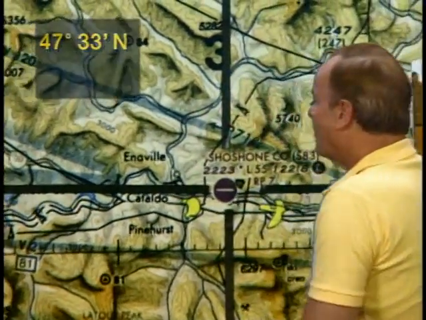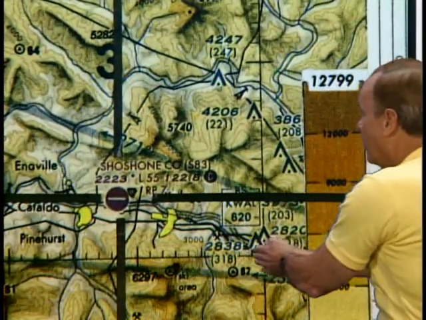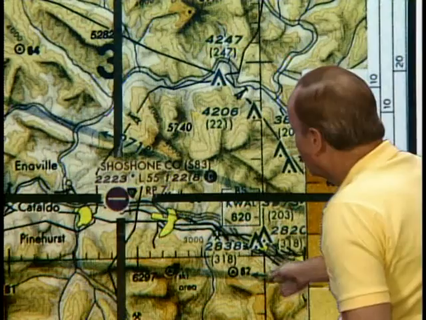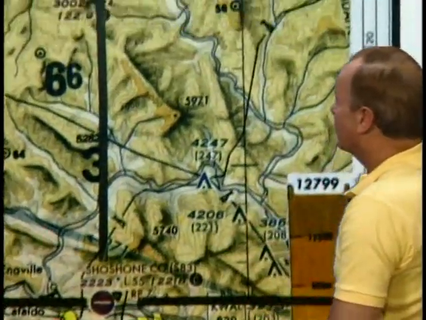Now let's figure out the longitude. And we have our vertical line. Here we have another line over here of longitude, but once again, no number. So let's read up until we can find the number.